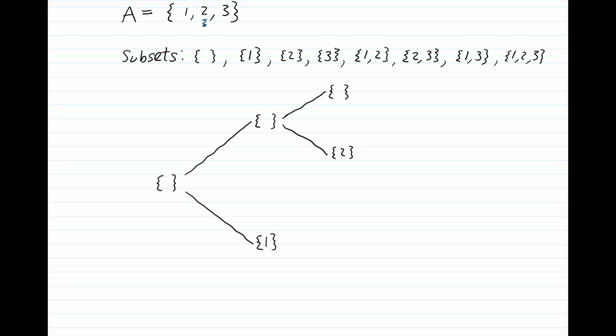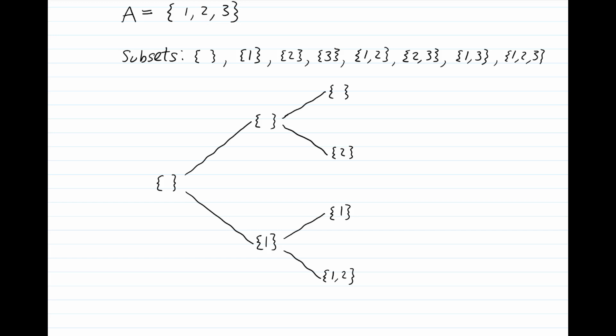Okay? Let's look down at this guy down here. If I do not include the number 2, then it stays the same. If I do include the number 2, it looks like that now. And now we have 4 subsets.